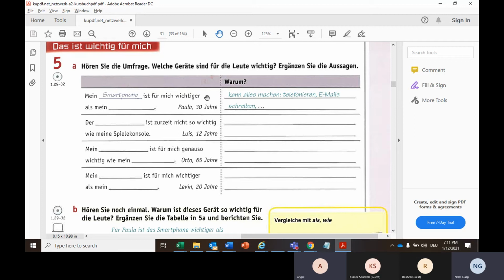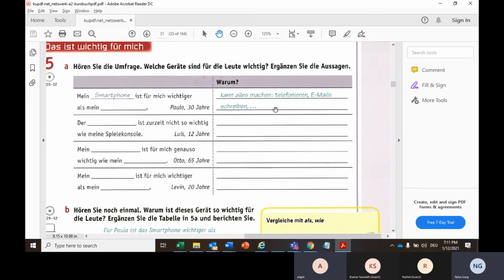Sehr schön. Und warum? And why so? Because I can use it to call. Like, it can do everything, das bedeutet, can do everything. Everything, okay. Telefonieren, E-Mail schreiben und? Fotografieren. Punkt.